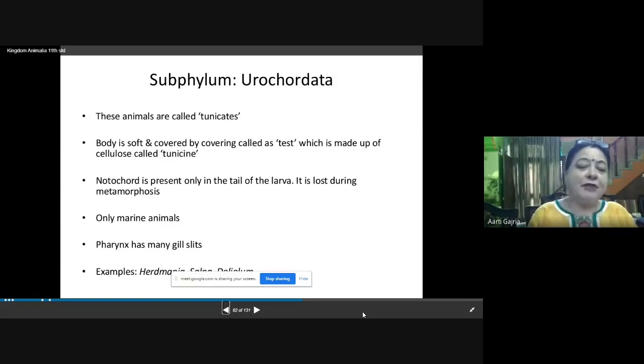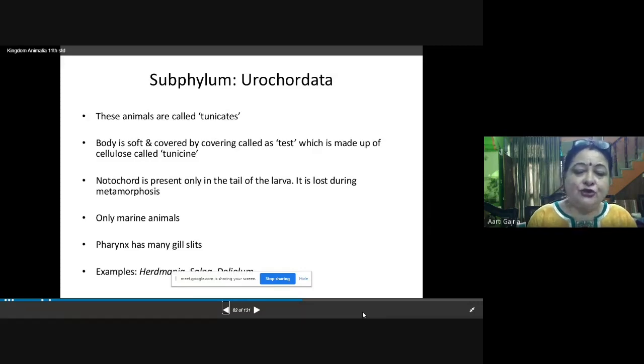What is metamorphosis? Metamorphosis is the drastic changes which occur from the egg to the adult. There are intermediary stages. For example, a frog: from egg to early tadpole, late tadpole, and then the adult frog. So the intermediary stages are there, and this process is called metamorphosis. The morphology changes during the different stages of the life cycle. So during the metamorphosis, the notochord which is present only in the tail is lost.